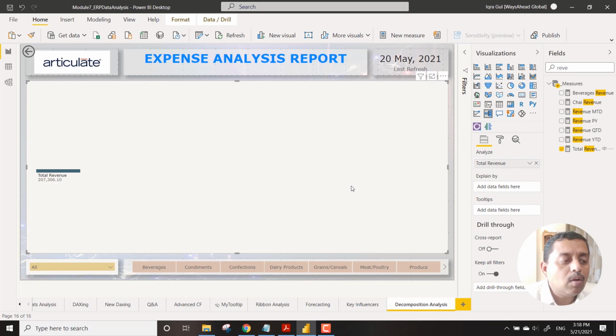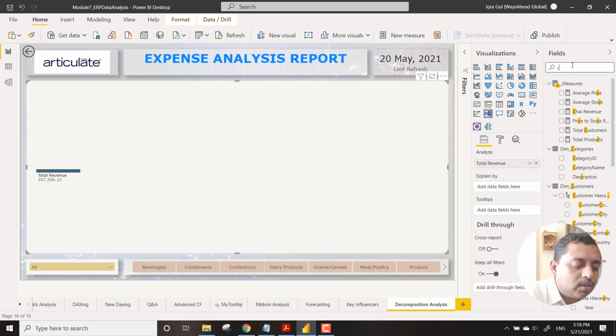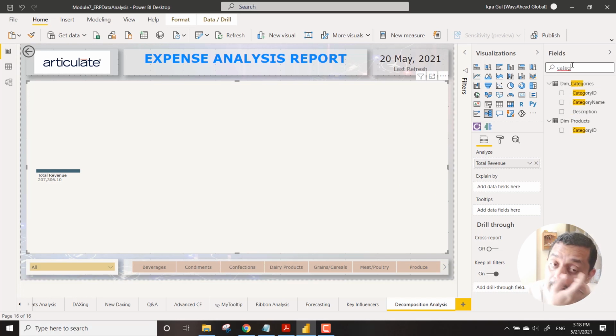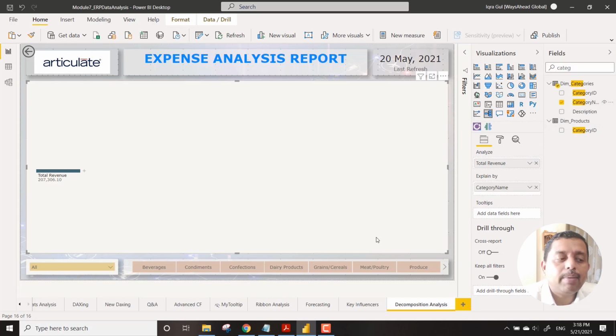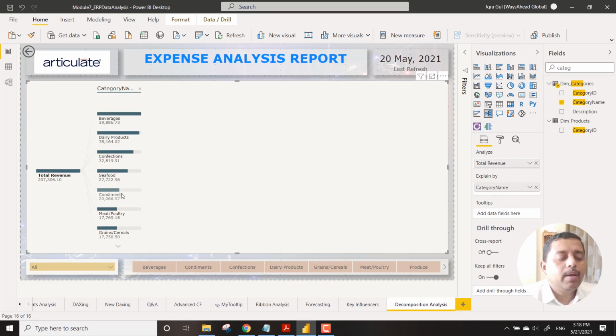Now it asks on what basis you want to analyze this revenue. I say, can I see it based on product category, please? So product category name, and it explains it by product category. You click on this plus sign, and then click on this category name and it will explode like this. So now we have the total revenue divided into the 7-8 categories that we have.